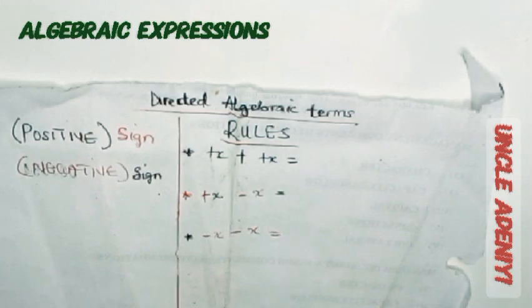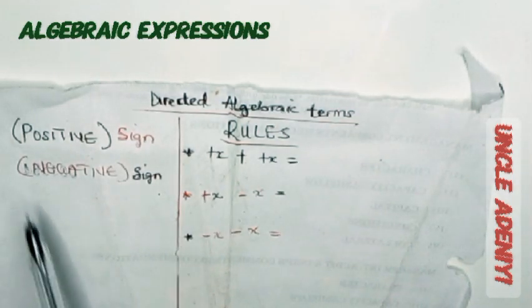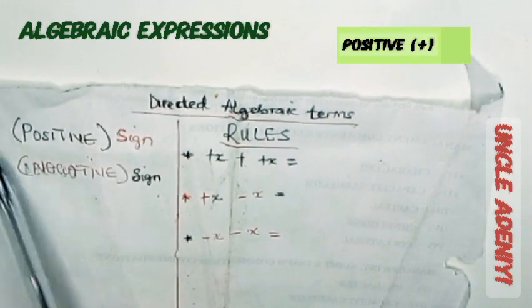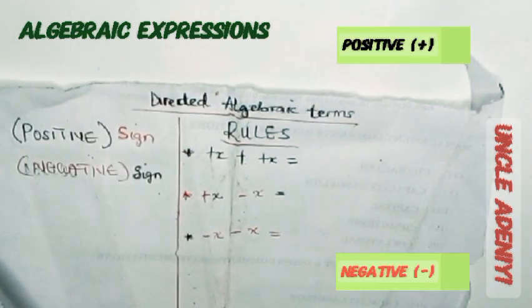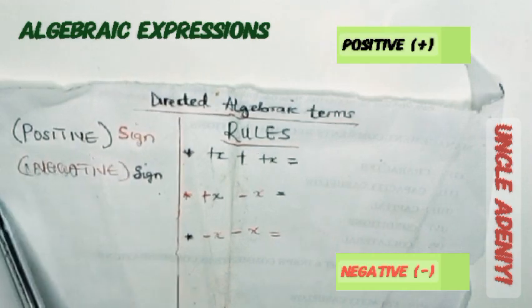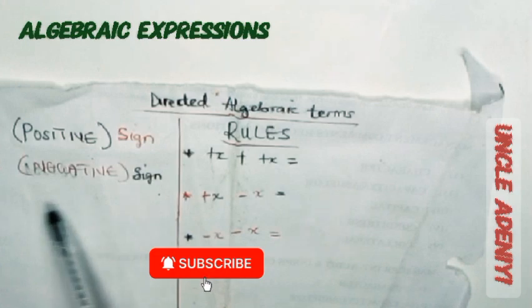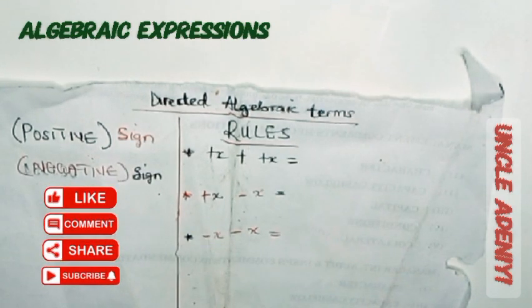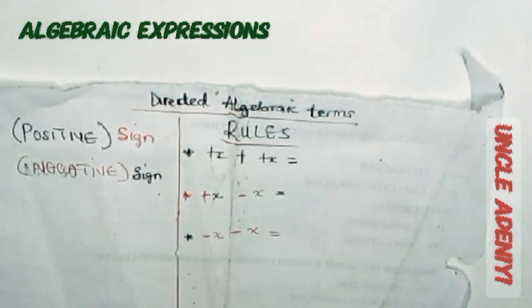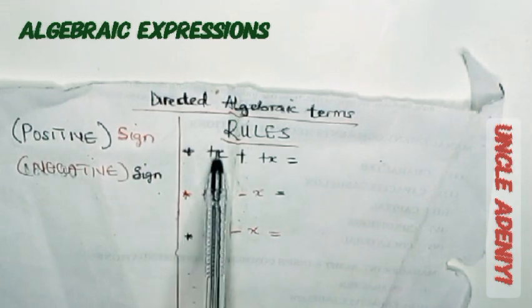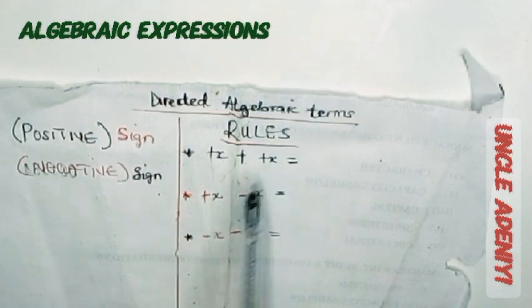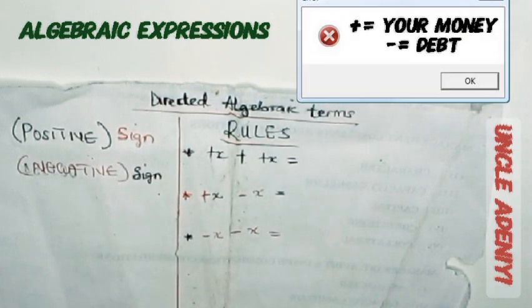Directed algebraic terms contain the positive sign, which is plus, and they also contain the negative sign, which is minus. As you can see, this is the positive sign, this is the negative sign. So there are rules that you need to observe whenever you are solving directed algebraic terms. Like this is plus x plus x. Whenever you have this positive sign, there's something that you need to understand.